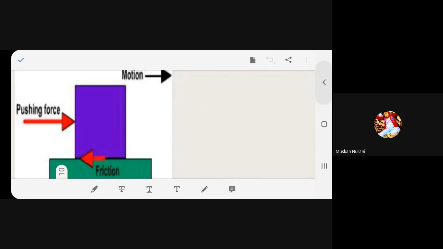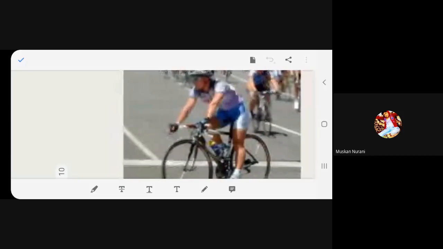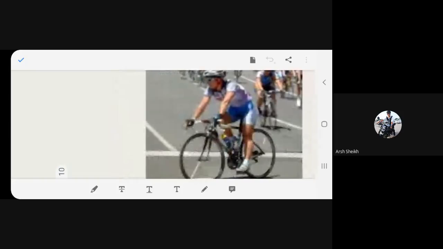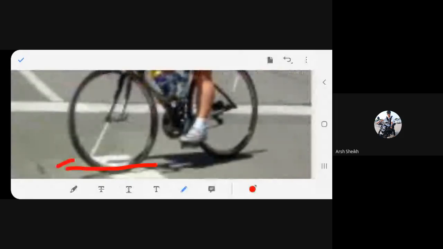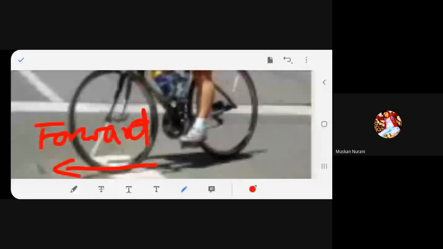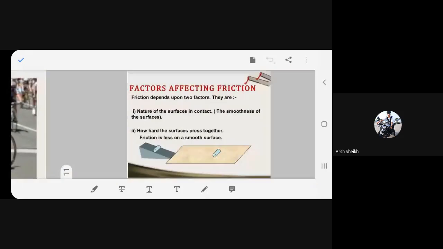So you're pedaling the cycle. Can you see it over here? The cycle is moving in this direction, in the forward direction. Where's the frictional force? Opposite direction. And if you don't pedal, your cycle will come to a stop after some time. Got it? You try it today, you will understand.